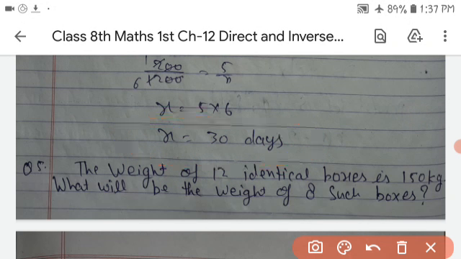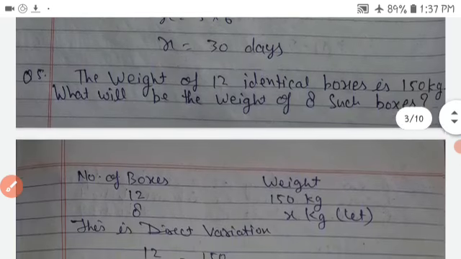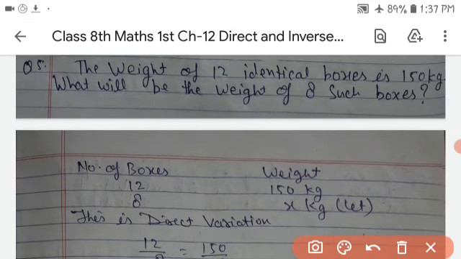Okay children, now look at the next question. The weight of 12 identical boxes is 150 kg. What will be the weight of 8 such boxes? Now look here: 12 boxes weigh 150 kg and 8 boxes weigh, suppose, x kg. Okay children, this is also a question of direct variation.